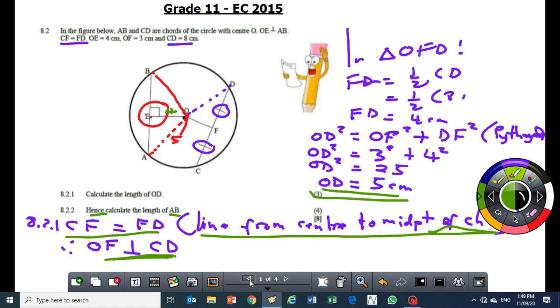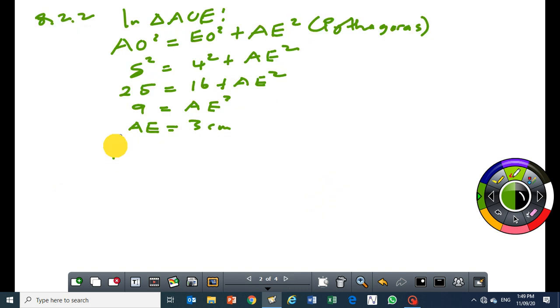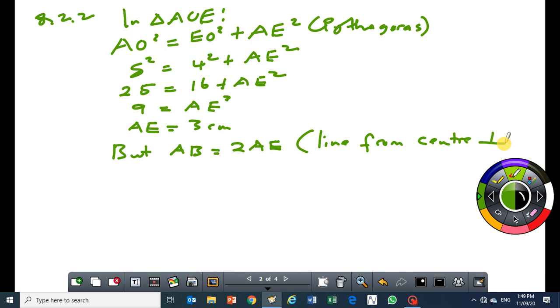But how is AE connected to AB? That's where theorem 1 comes in. So here I'll say, but AB is equal to 2 times AE. And this is because line from center perpendicular to chord. You don't have to write bisect the chord or anything else. You stop there. If you've been practicing, you need to get familiar with the acceptable reasons in examination guidelines.